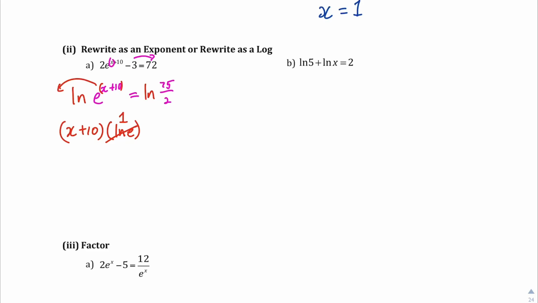And so by using a base e logarithm, I make the process after the fact a little bit easier. Technically, theoretically, you could have used any base, of course, but it doesn't really make sense to use a different base than the one that I did. And so final answer, x is equal to ln of 75 over 2 minus 10 to isolate the x.